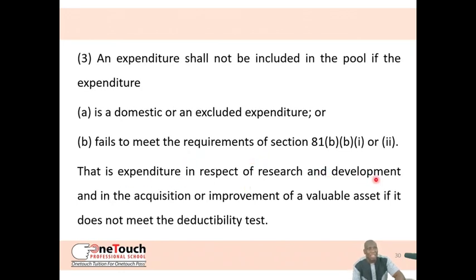Research and development, in the acquisition or improvement of a valuable asset, if it does not meet the deductibility test. Okay. So it means that if the expenditure in respect of research and development was not incurred wholly, exclusively, and necessarily for the purpose of the mineral operation, then you cannot include it as part of the expenditure. It must meet what we call the deductibility test. And the deductibility test refers to expenditure incurred wholly, exclusively, and necessarily for the purpose of production. Once it does not meet that, you cannot include it as part of the expenditure in the pool.